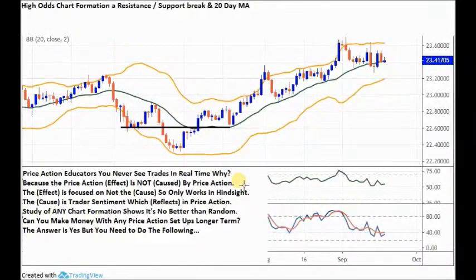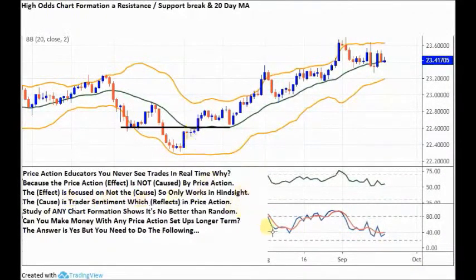The reason is they know that price action trading appeals to traders. Just look at a chart and make money, but they know they can't do it, because the price action is the effect, it's not the cause. The cause is not within the price action. Once you understand that, they just focus on the effect and not the cause. So it's only going to work in hindsight.